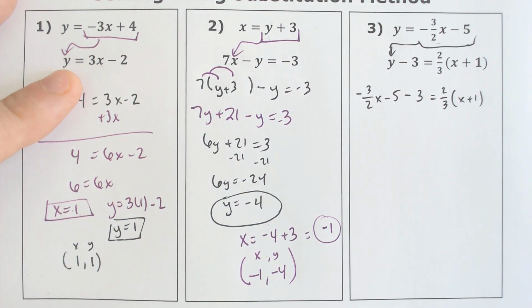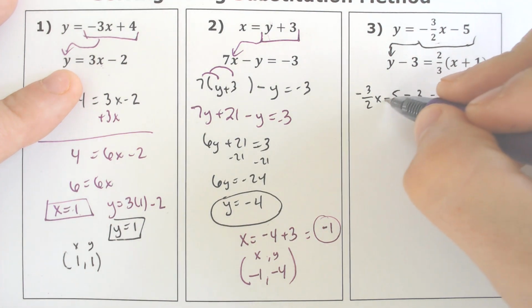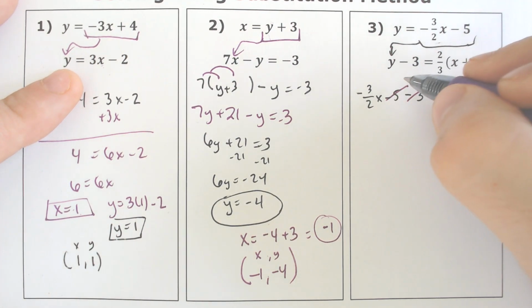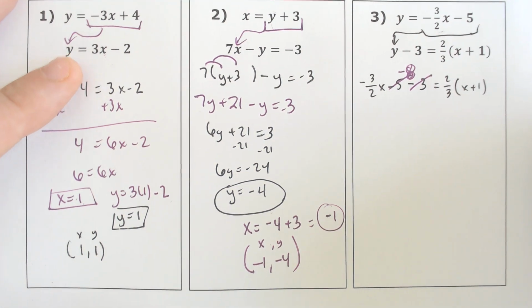You have a lot of options for what to do here. You could distribute the 2 over 3. You could combine like terms. You could attempt to get rid of the fraction, which is what I'm going to do. Before I do that, I'm going to combine the negative 5 and the negative 3 to make negative 8 because I got the power to do that. So that's negative 8. A little sloppy, but it's okay.